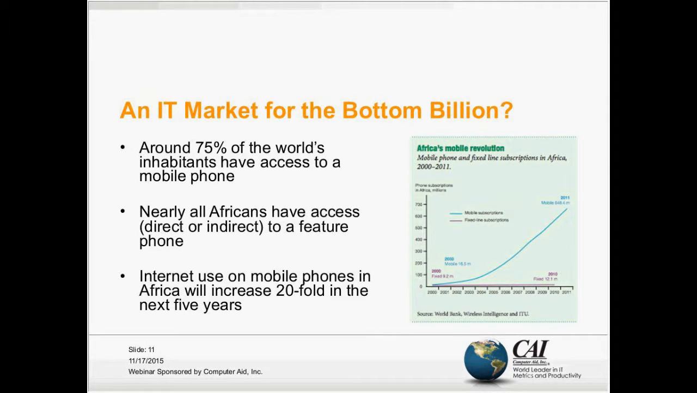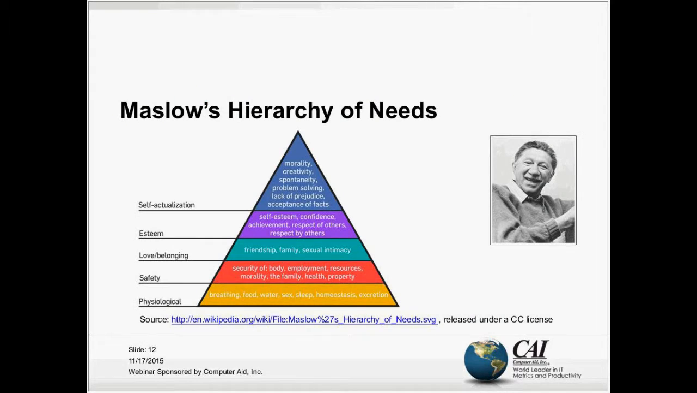And more important, the use of internet on mobile phones will increase in Africa 20 times in the next five years. So we are expecting to see a huge growth of internet usage in a developing context, which is going to be a lot bigger than the one we are experiencing in what we would call a developed context.